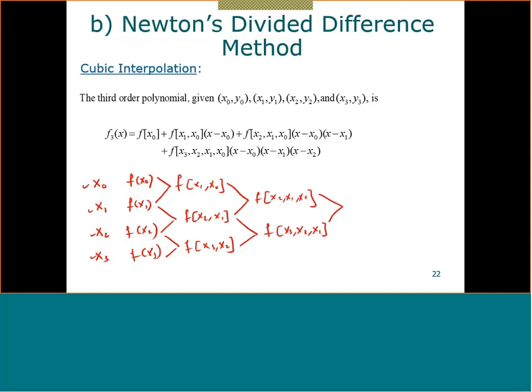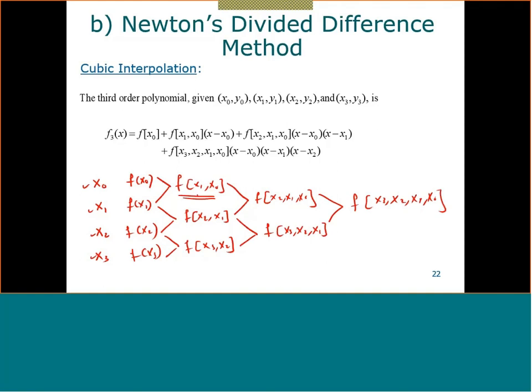And finally, I will have here f of x3, x2, x1, x0. So I think now you can see the pattern. Now the question is how to find these numbers. Now, this is easy. We can find this directly. Now, how to find this?